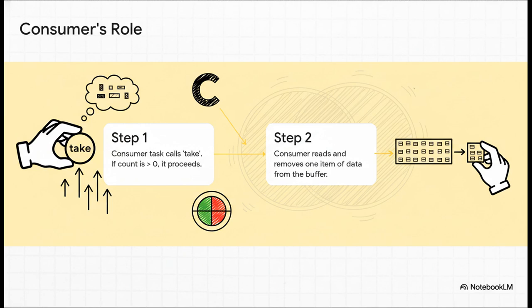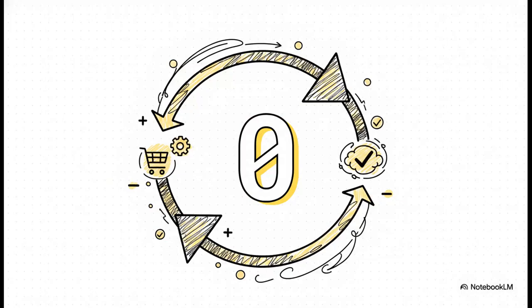Now, let's look at the consumer. Before it even thinks about touching that buffer, it calls take on the semaphore. If the count is 0, what does that mean? It means there's no work to do. So the consumer just waits. It goes to sleep. But if the count is greater than 0, it knows for a fact there's data waiting, so it proceeds to grab it. And as soon as the consumer takes from the semaphore to go process an item, the count gets decremented.